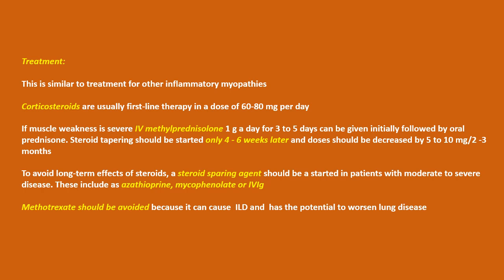To avoid long-term effects of steroids, a steroid-sparing agent should be started in patients with moderate to severe disease. These include azathioprine, mycophenolate, or IVIG. Methotrexate should be avoided because it can cause ILD and has the potential to worsen lung disease.